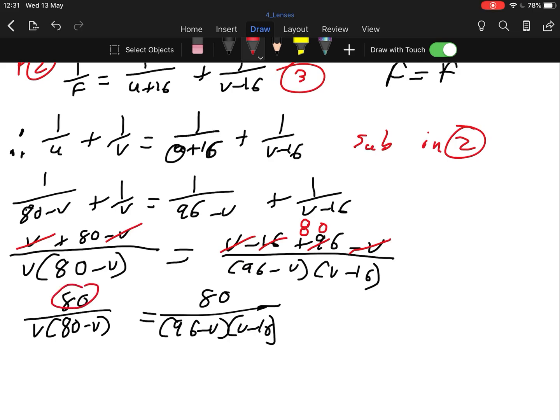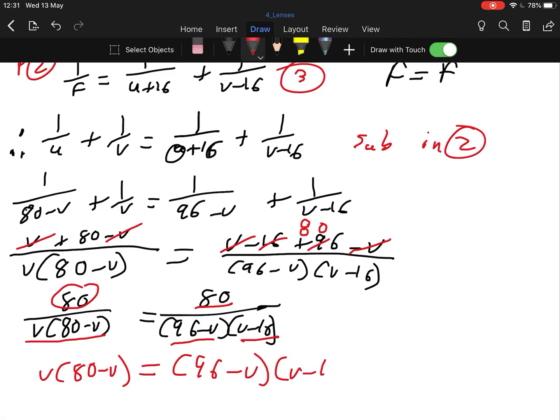Because if 80 divided by v times 80 times v is equal to 80 divided by 96 minus v times v minus 16, then that means v, 80 minus v, is equal to 96 minus v, v minus 16. Where am I getting that? Simple. If 4 over x equals 4 over y, they're the same, then that means x equals y. If 4 divided by x gives you the exact same number as 4 divided by y, then that means x and y have to be the same. Okay? And that's kind of what we're saying here.